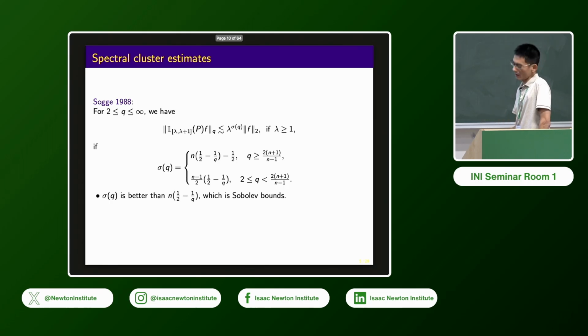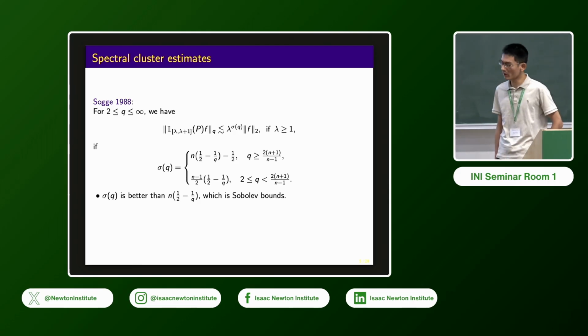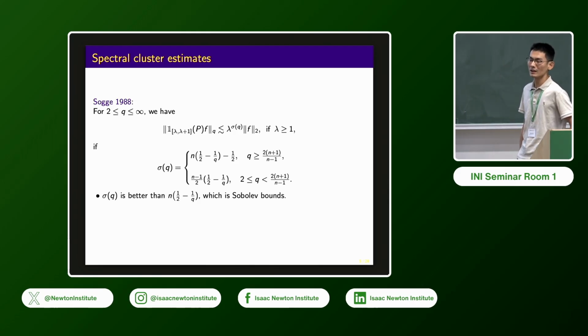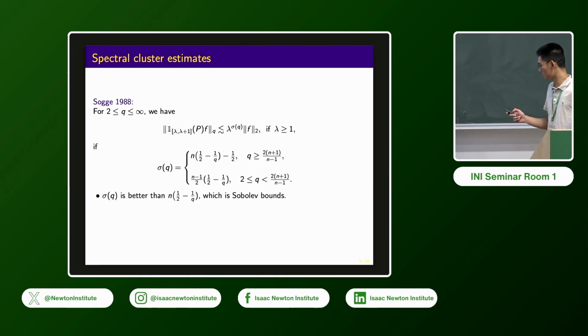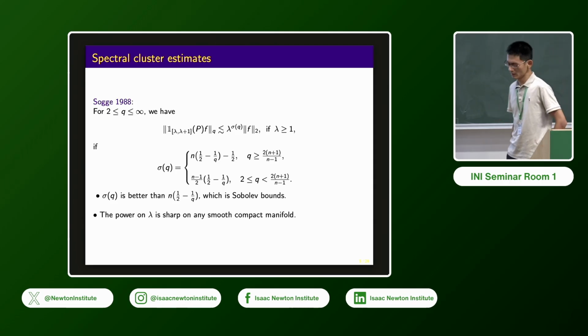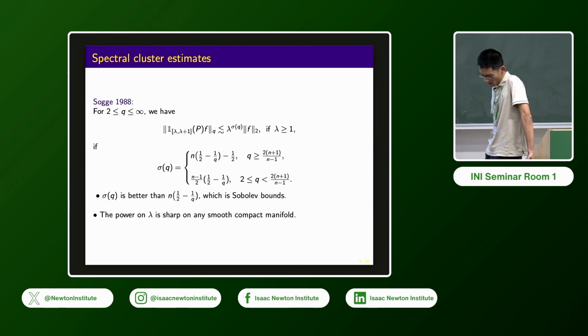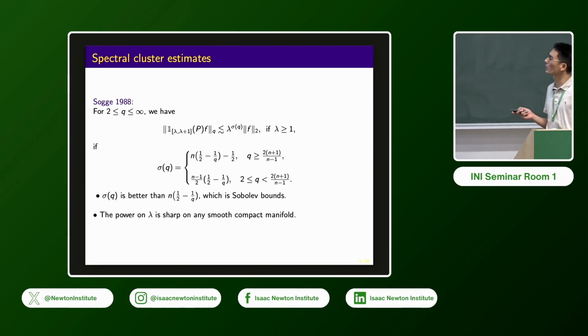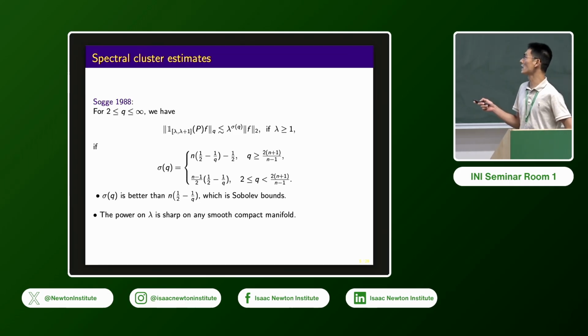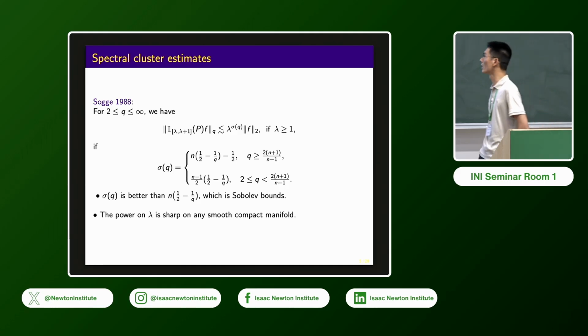Some remarks: first, sigma q is better than n times (1/2 minus 1/q) in both ranges, which is the Sobolev estimate bound, and it holds more generally for eigenfunctions in dyadic intervals instead of unit intervals. The power on lambda is sharp on any smooth compact manifold. In the case of the sphere, there is a saturating example given by eigenfunctions. But if we allow combinations of eigenfunctions, like quasimodes, this power cannot be improved on a compact manifold. This is also related to the fact that this is essentially a local operator that does not see the global properties of the manifold.